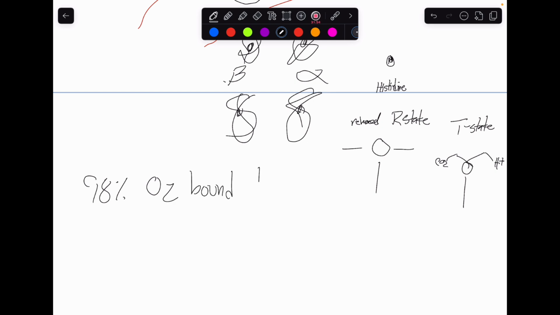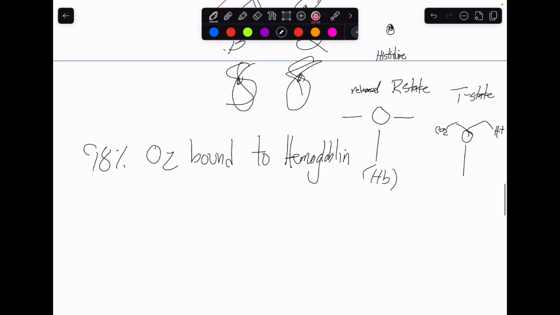Going forward, I'm just going to write it as Hb, because I don't want to draw hemoglobin every single time. That's annoying. 2% of O2 is dissolved in the blood plasma.